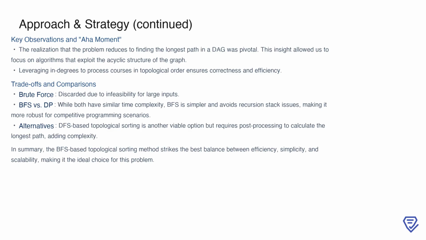While DFS-based topological sorting is another viable option, it requires additional post-processing to calculate the longest path, which adds unnecessary complexity. In conclusion, the BFS-based topological sorting method strikes the best balance between efficiency, simplicity, and scalability, making it the most suitable choice for solving this problem.